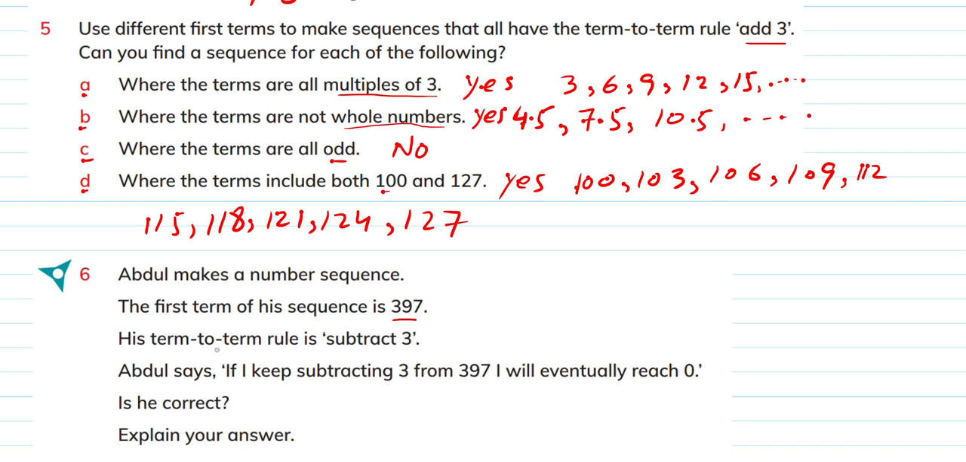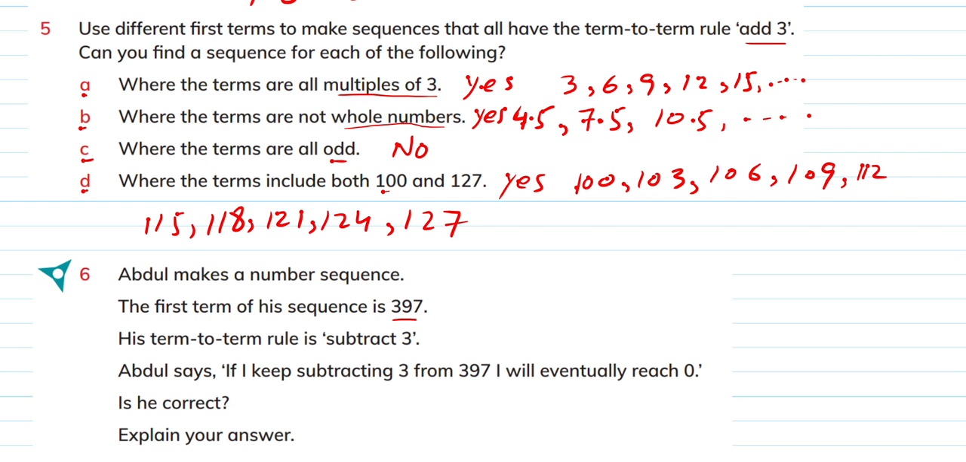Abdul says, if I keep subtracting 3 from 397, I will eventually reach 0. Is he correct? No. Why? What do you think? Why is he wrong? He started with 397. Can he reach 0?